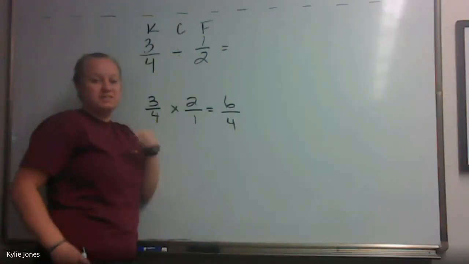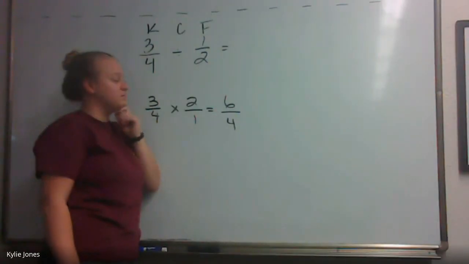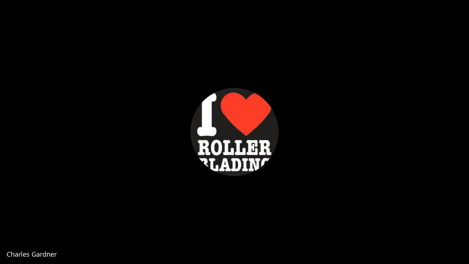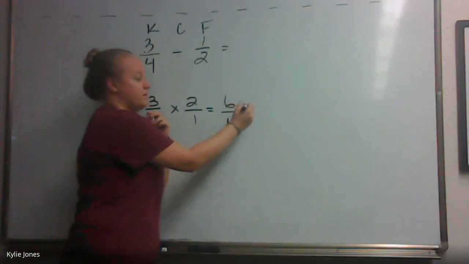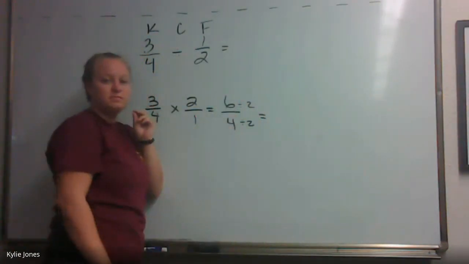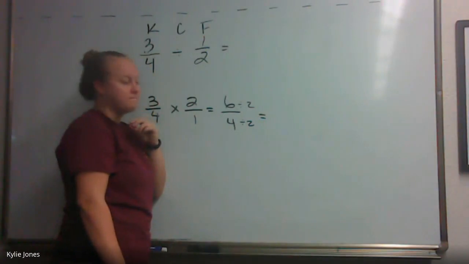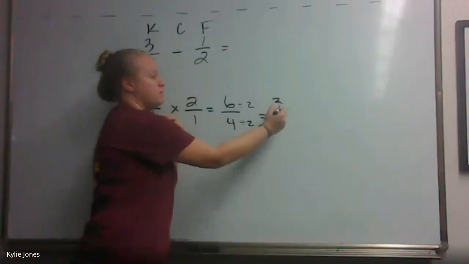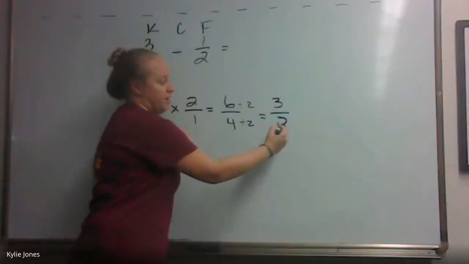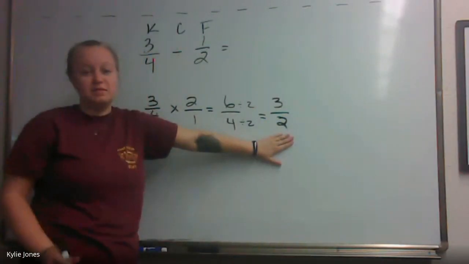Now, is there a number that goes into both 6 and 4? 2 goes into both, right? What's 6 divided by 2? 3. What's 4 divided by 2? 2. Now this is as simple as this one can go.